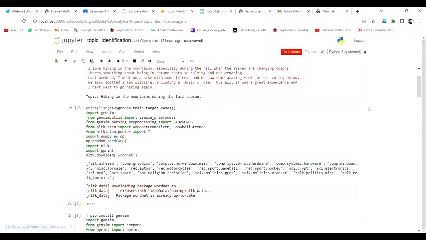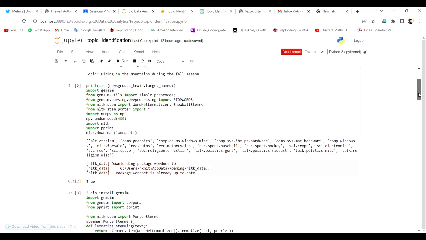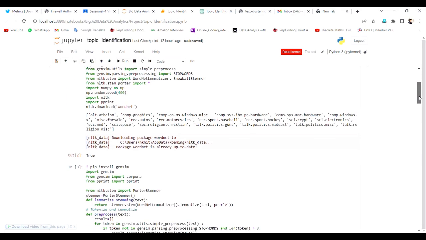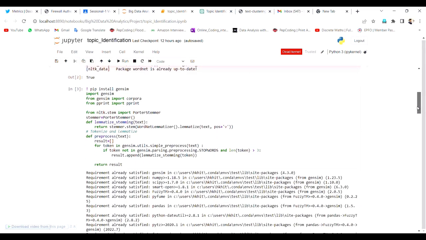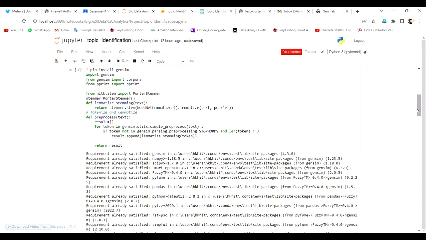After that, we have downloaded a dataset named WordNet, which is a large lexical database for the English language that provides access to the WordNet synsets and relationships. After that, we have defined two functions. The first one is lemmatize_stemming, and the second one is preprocess text.